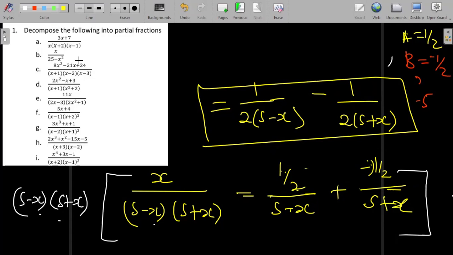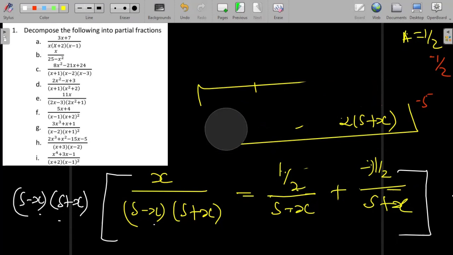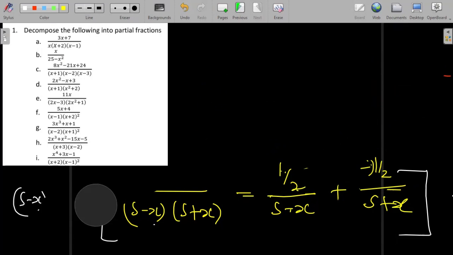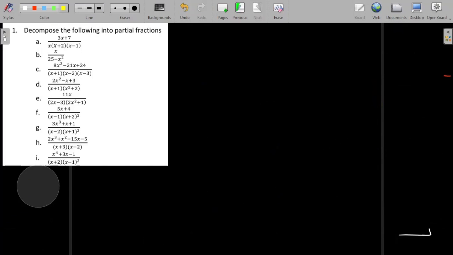That's it for B. Then I want to solve a different question, so I want to solve C. You can try out this one because it has linear factors down there. We follow the same method that we did on A.